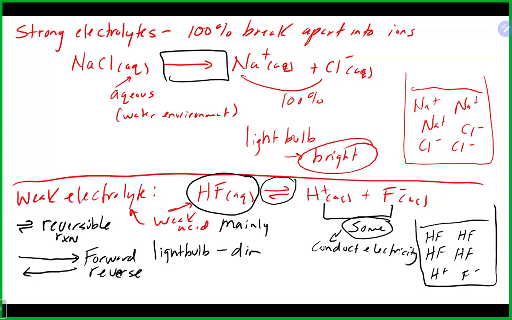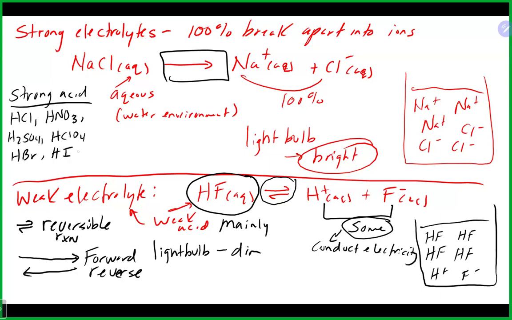When we talk about strong acids, there are only about 6 that you usually come across: hydrochloric acid, nitric acid, sulfuric acid, perchloric acid, hydrobromic acid, and hydriodic acid. These 6 acids are strong acids, and they fall under the category of a strong electrolyte. So typical strong electrolytes are ionic compounds, strong acids, and also strong bases. Now, what about bases?